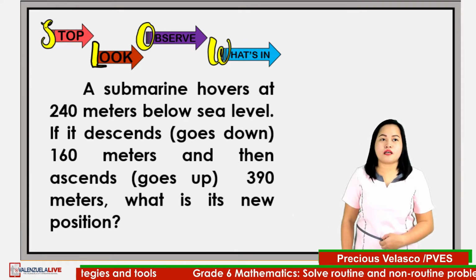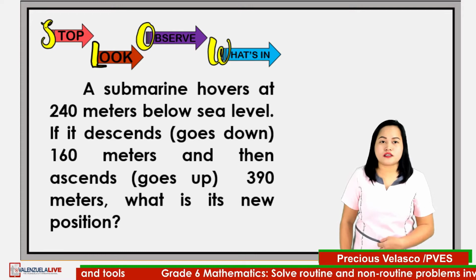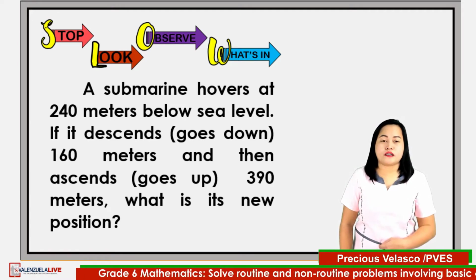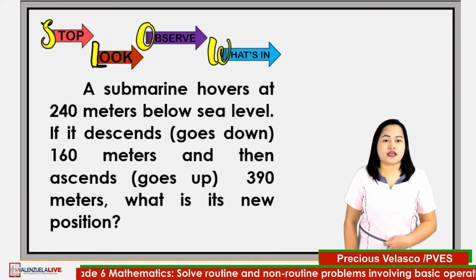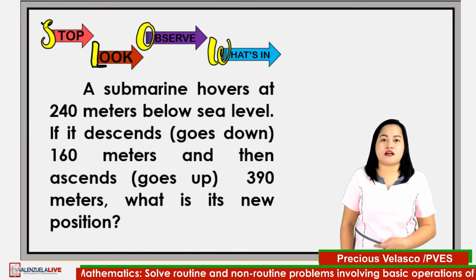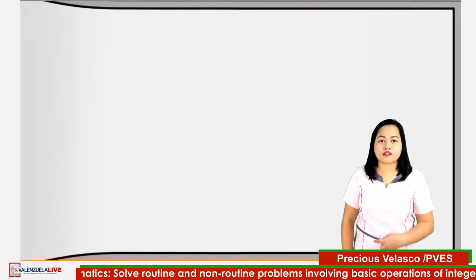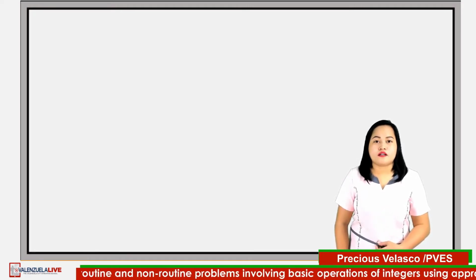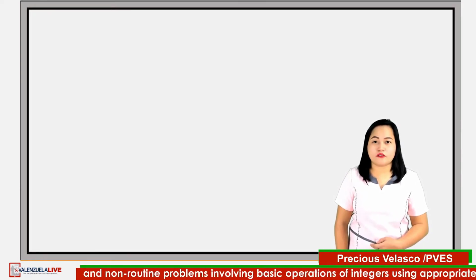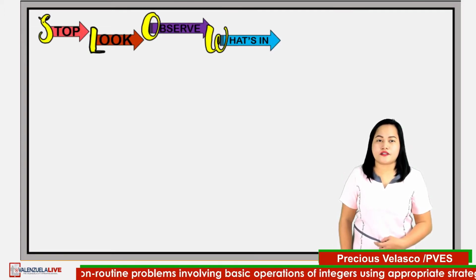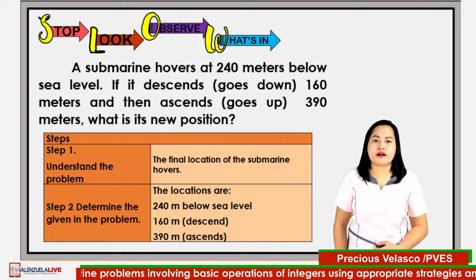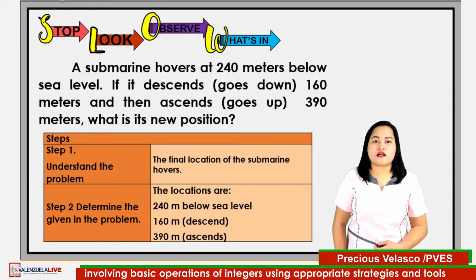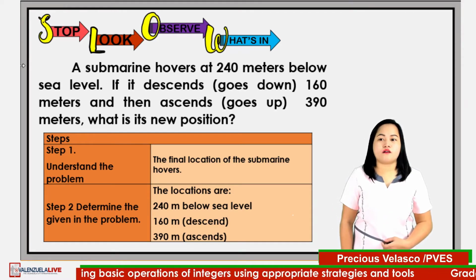Okay, so in this problem, you will already notice the words used, which are the below sea level, descends, and ascend. It will help us in answering our problem. Okay, so we are going to use here the steps in answering a word problem. Do you still remember that? Well, I know you do. So let's answer this. So the first one is we need to understand our problem. We need to know what are the questions and what are the given in our problem.